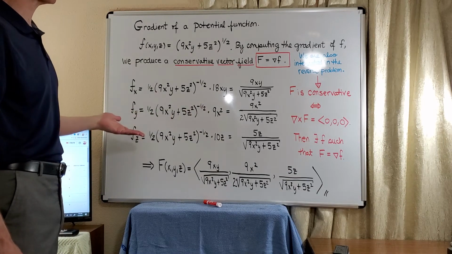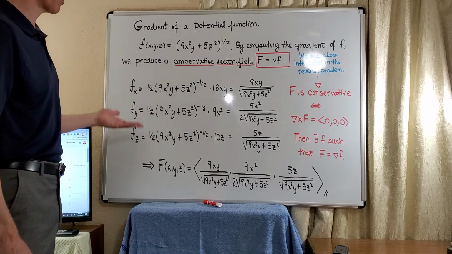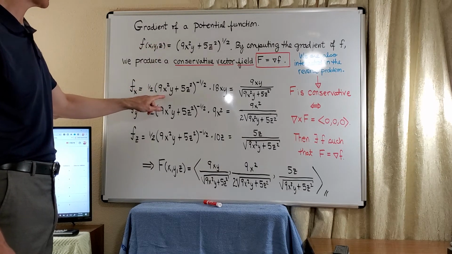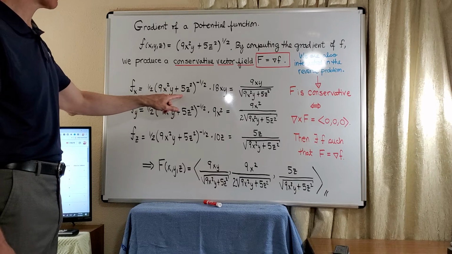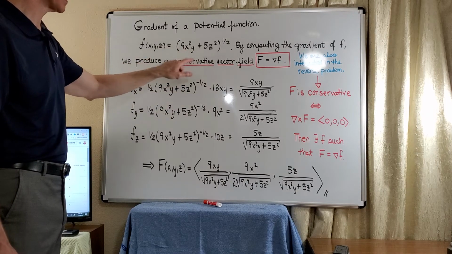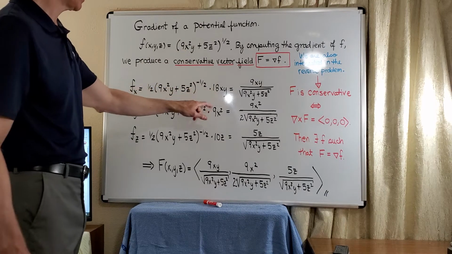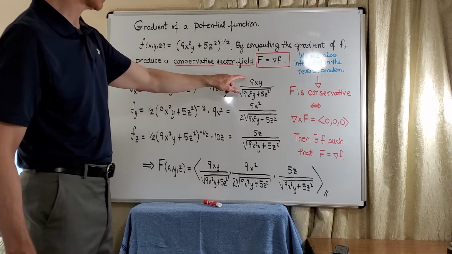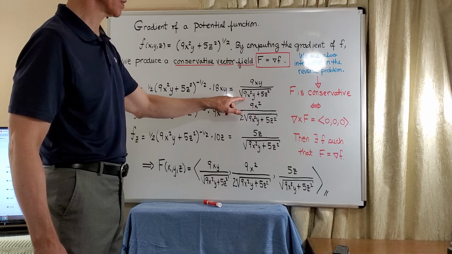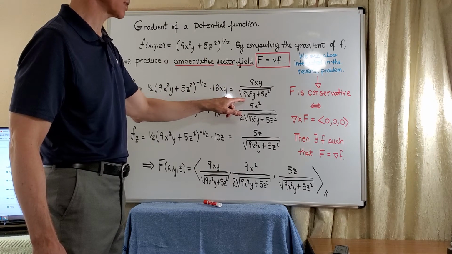So now, in order to compute the gradient, we need partials. So the x partial of f here will be 1/2 (9x squared y plus 5z squared) times the x partial inside, which we see is 18xy. The 18 and the 2 absorb to give us 9, and then we have 9xy divided by the square root of 9x squared y plus 5z squared.